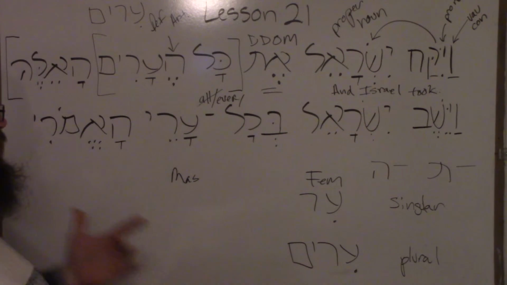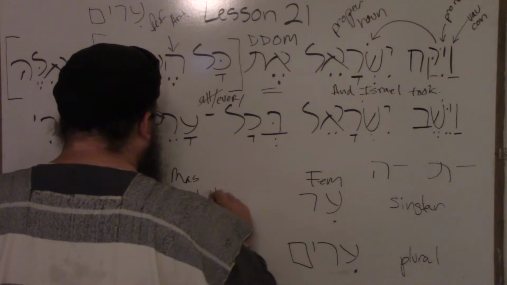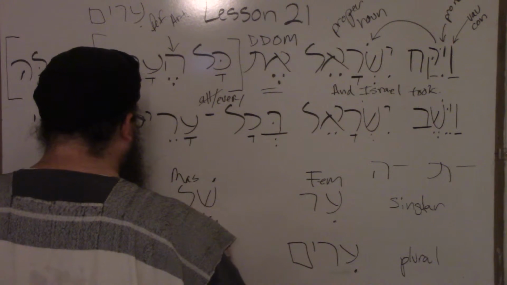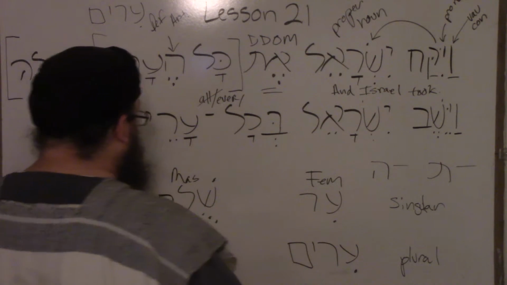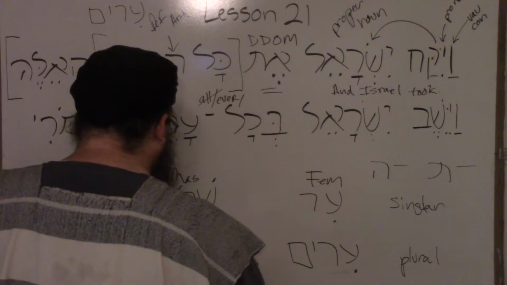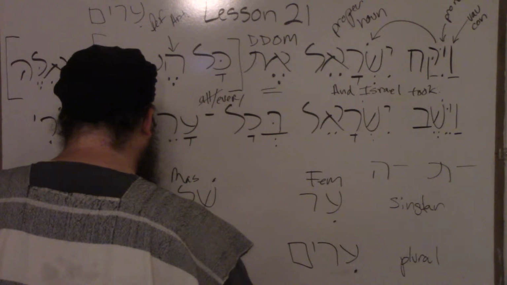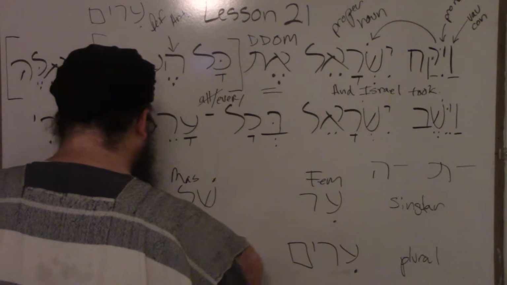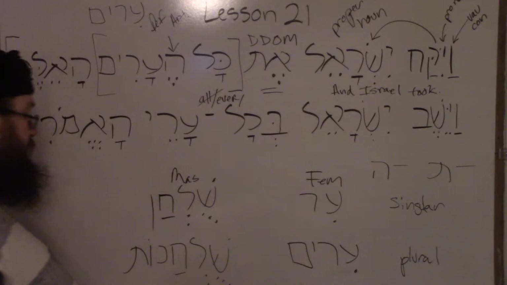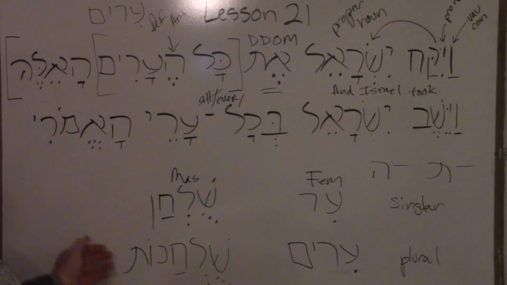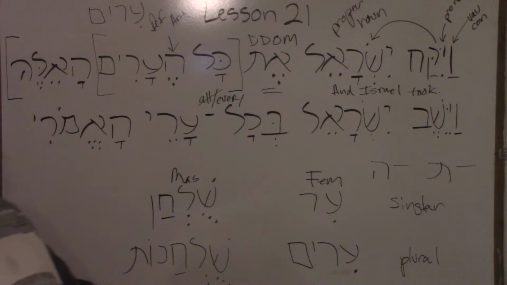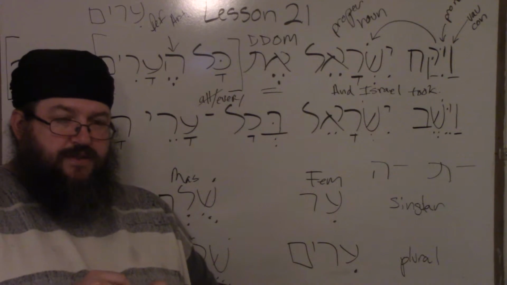The same thing we'll find with regard to a masculine noun, and I'll give you a good example of it. Shulchan. Okay, shulchan, you can see, looks masculine, right? But when we put it in the plural form, it's shulchanot. So it's feminine looking, yet it's a masculine noun. These are called your irregulars, okay? So you've got to memorize them.